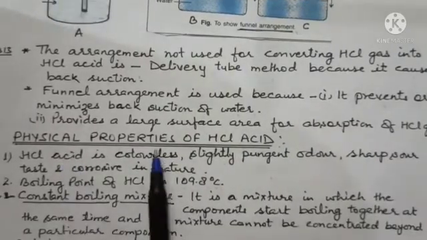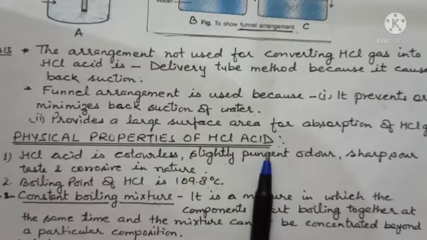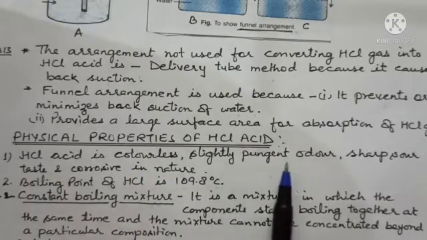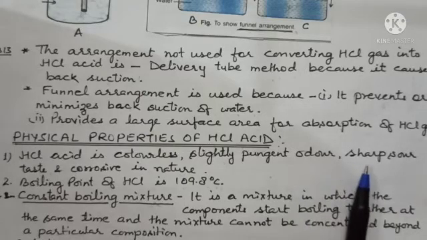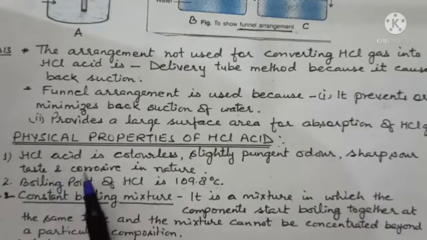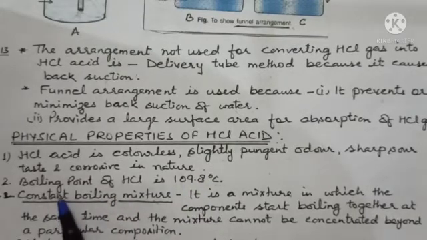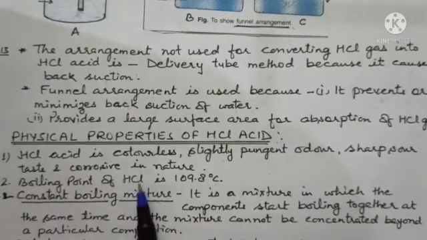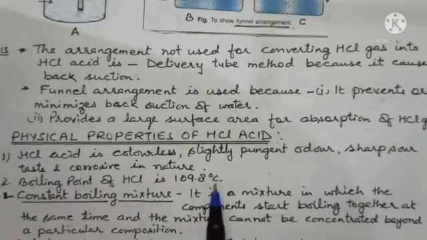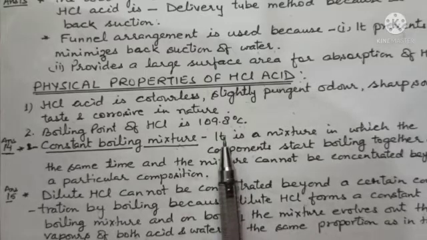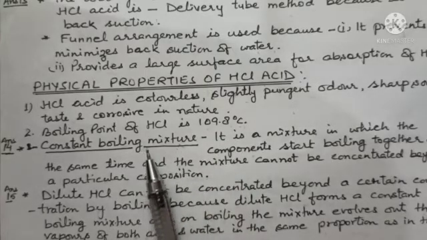Let's discuss physical properties of hydrochloric acid. Hydrochloric acid is colorless, with a slightly pungent odor, a sharp sour taste, and corrosive in nature. And the boiling point of hydrochloric acid is how much? 109.8 degrees Celsius. Hydrochloric acid in water forms a constant boiling mixture.